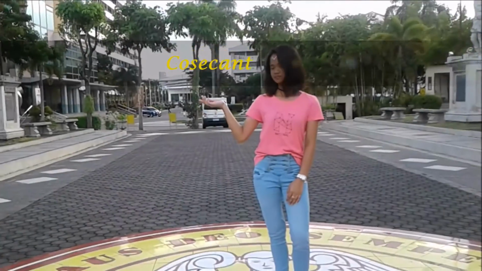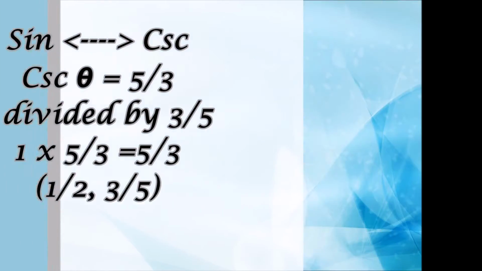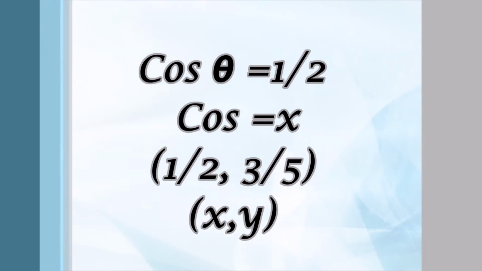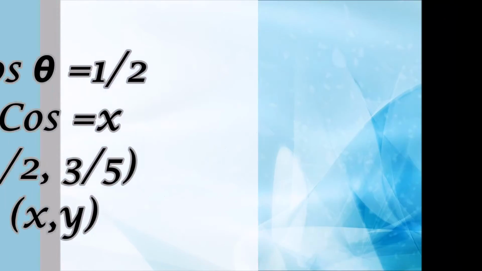The opposite of sine is the cosecant, and the answer is 5 over 3. You can switch the positions of the two numbers, that's why the answer is cosecant theta equals 5 over 3. Second is the cosine. The answer is cosine theta equals 1/2, because 1/2 in the coordinate (1/2, 3/5) represents the variable x, and that is the representation of cosine.